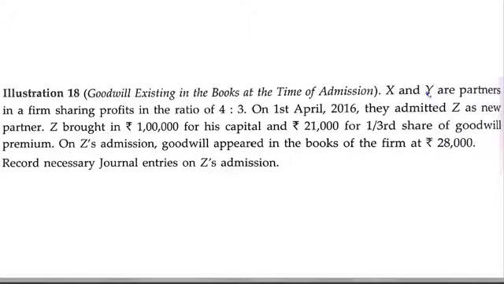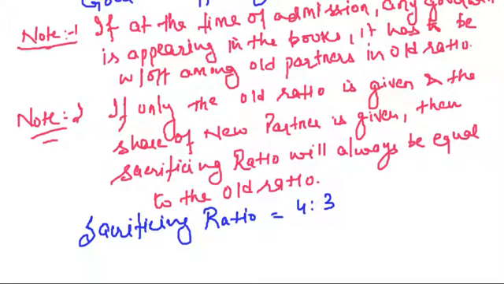This goodwill, which is appearing in the books at 28,000, we have to write it off through the partners' capital accounts. So we will pass the journal entry for this first. Goodwill is an asset. If we have to write off the asset, we will credit the asset. Goodwill is an intangible asset for us. We are writing it off from the books. We will credit the asset. And what will be debited? The partners' capital accounts. Which partners? Old partners.